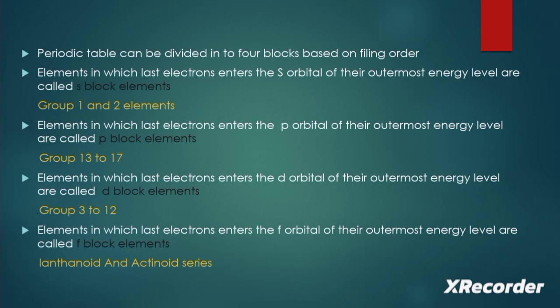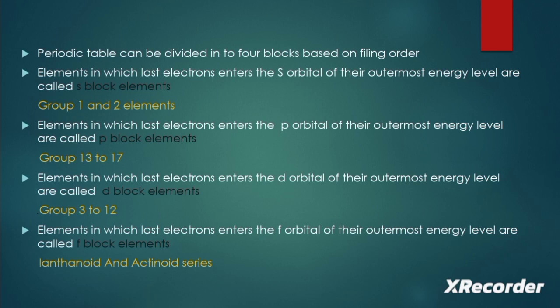And now we are going to move on to the classification of the periodic table into 4 blocks based on the filling order. So elements in the periodic table can be divided into 4 blocks as s block, p block, d block and f block. If the last electron of an atom enters an s orbital, then it is known as an s block element.